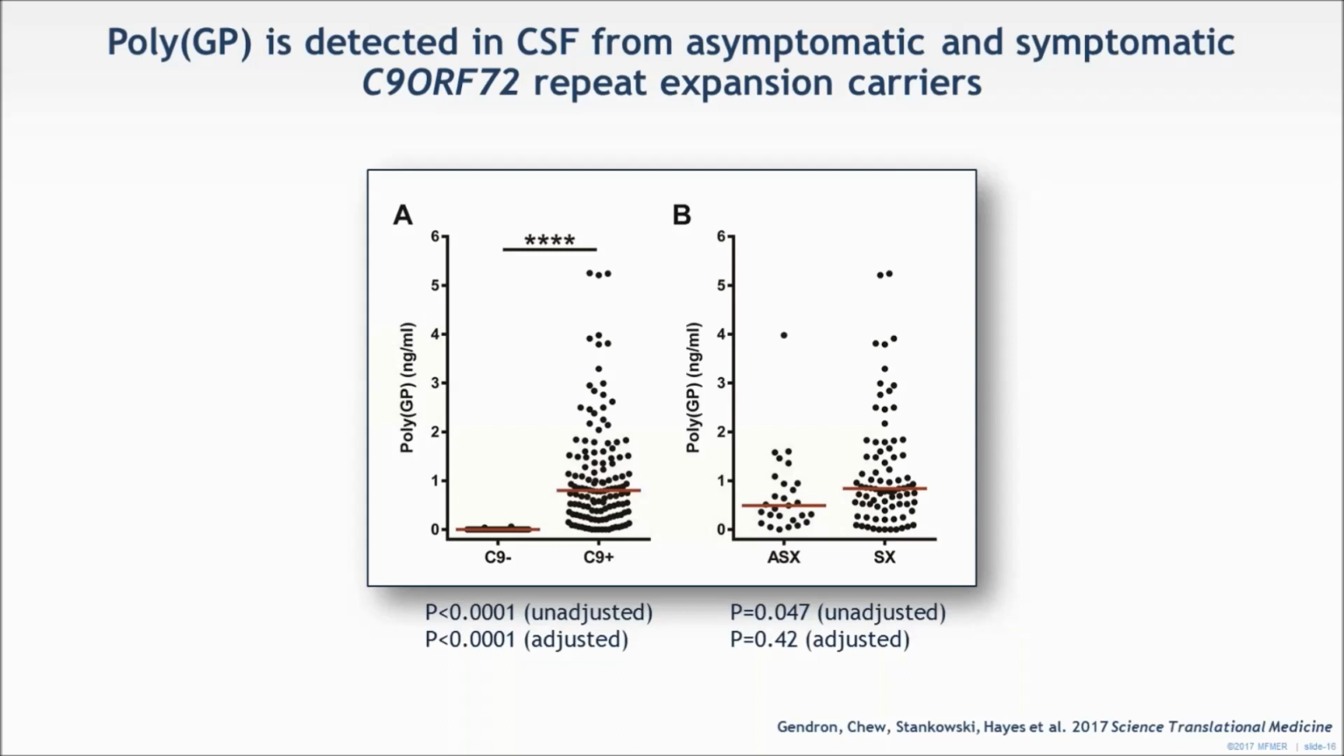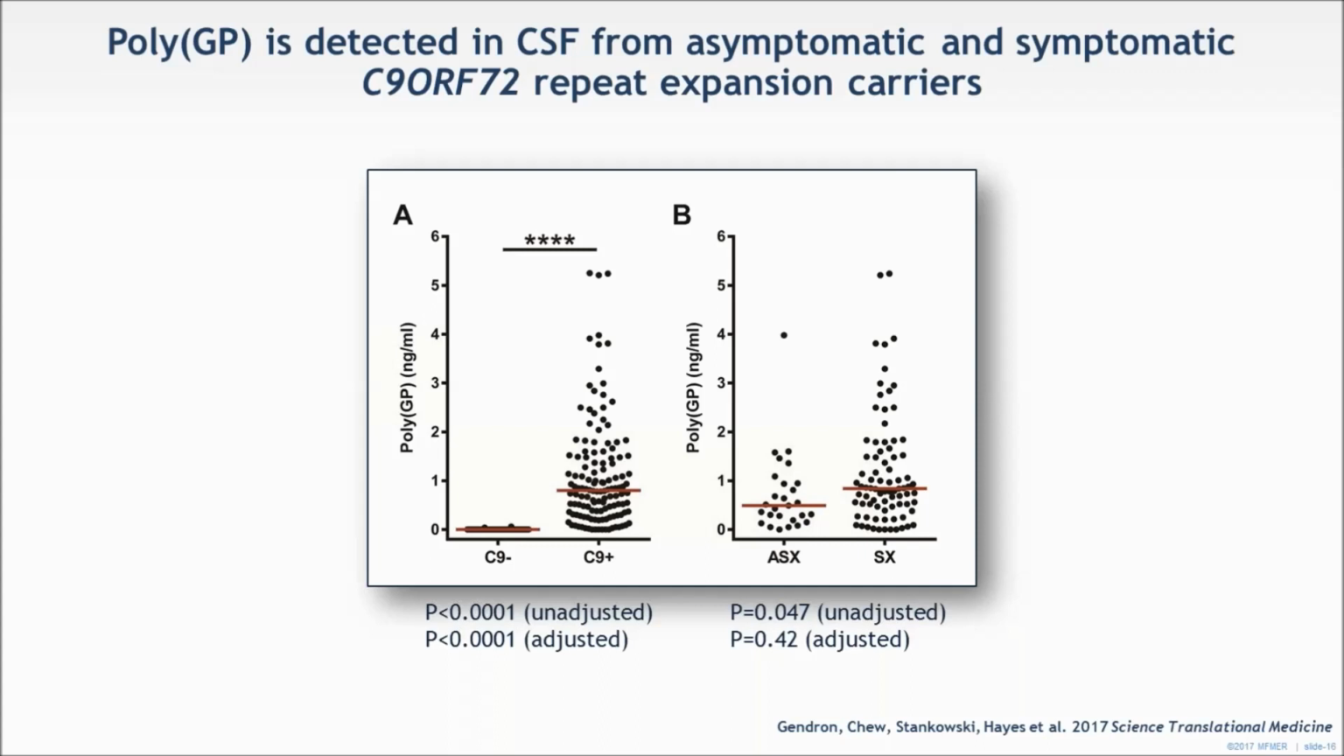That's an excellent question. We do think that the fact you can detect PolyGP in asymptomatic individuals makes it more likely that they could be included in a clinical trial, because it now gives us something to measure. I do not, at this point, believe that it serves as a diagnostic other than confirming whether or not a repeat expansion is present.